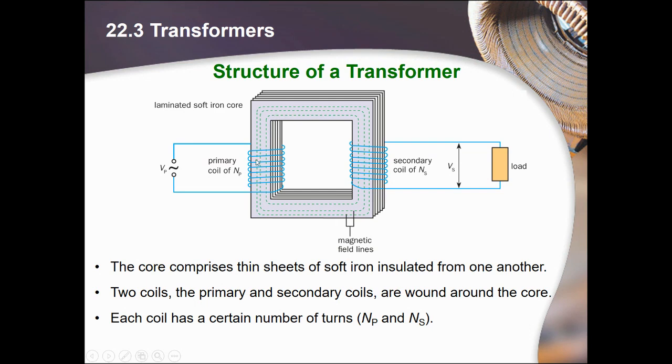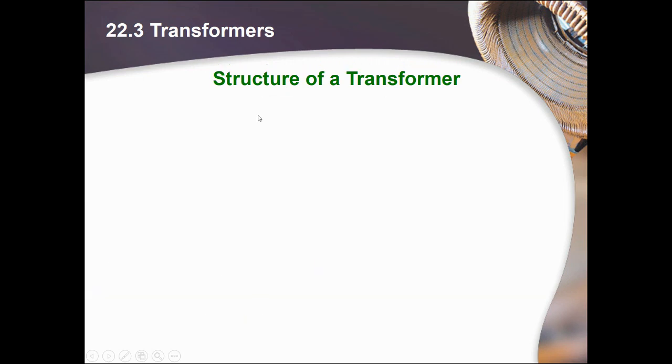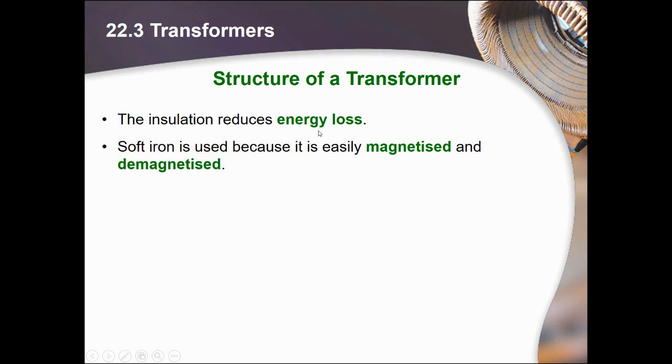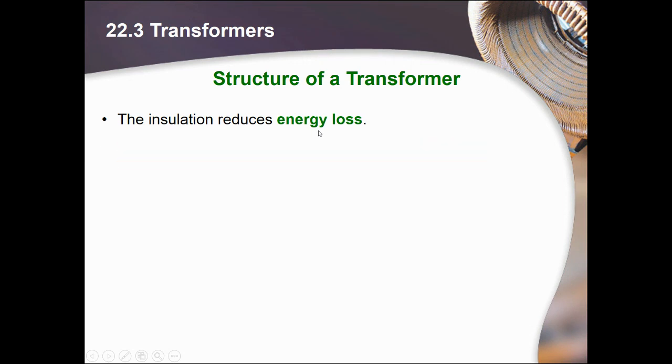Why the soft iron core? Why can't I just use one whole big piece of iron core, instead of cutting it into sheets with insulation in between, or laminating it? The main purpose is to reduce energy loss. If you don't cut it into sheets, a lot of what we call eddy currents will be produced. Whenever you have a magnetic field and soft iron, current will also be induced in the soft iron core, and these currents flow in circles. We call them eddy currents.